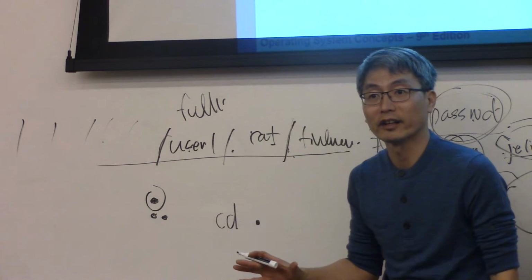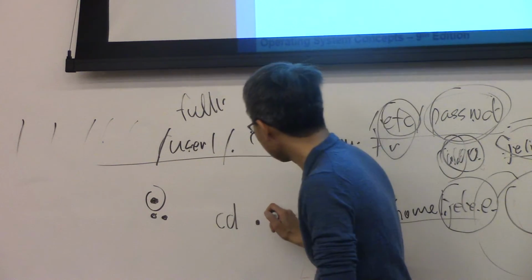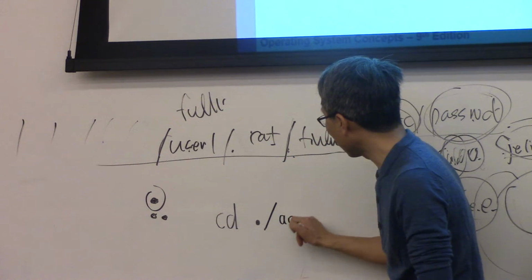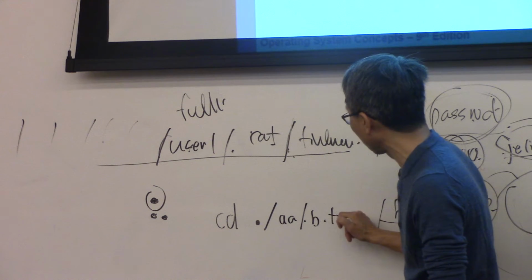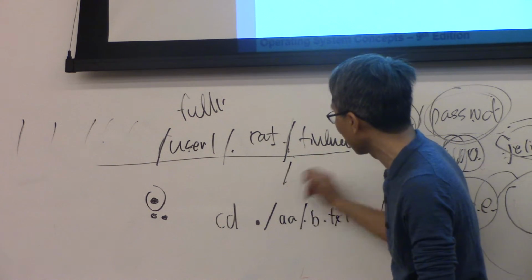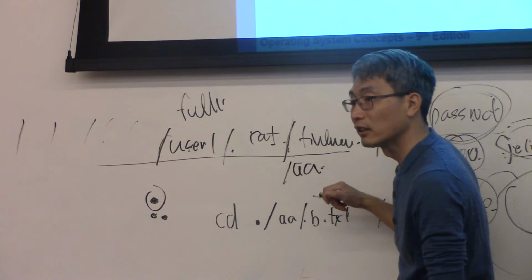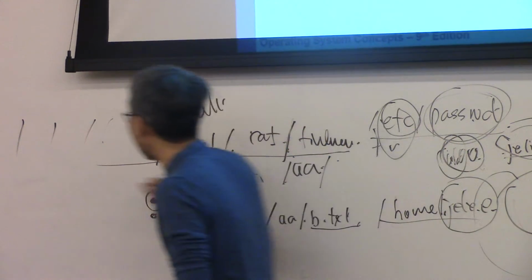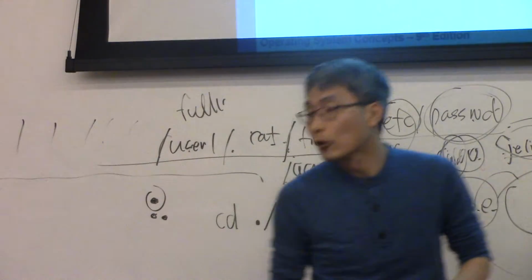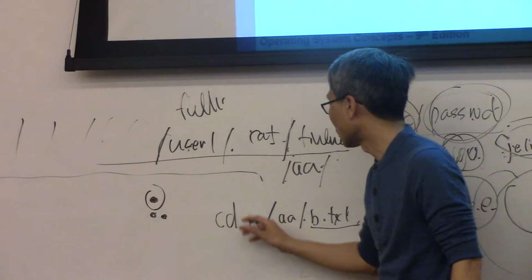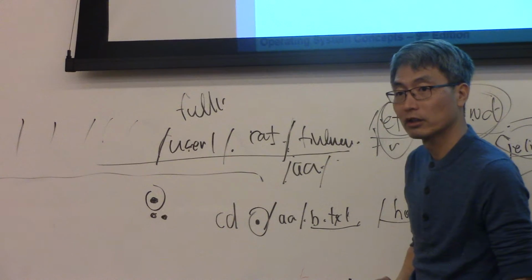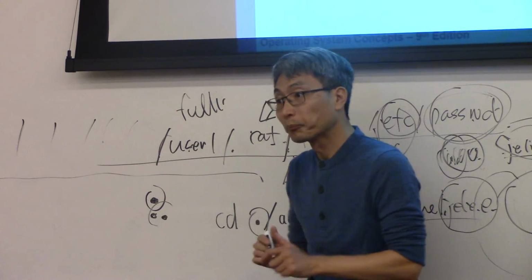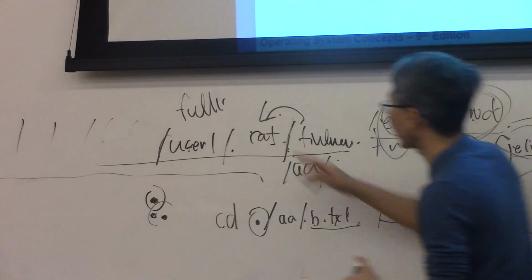So for example, cd dot, change directory to current. You don't move anything. But for example, cd dot slash a dot b dot txt file means under cat there is the a directory, then you can find the b dot txt. You don't have to specify all the full path. So this is the special directory symbol. And the double dot means going up, indicating the cat.